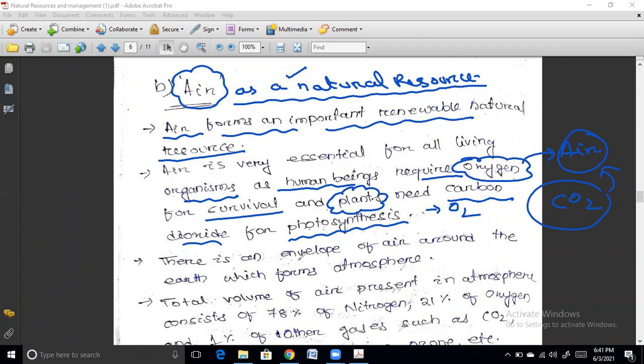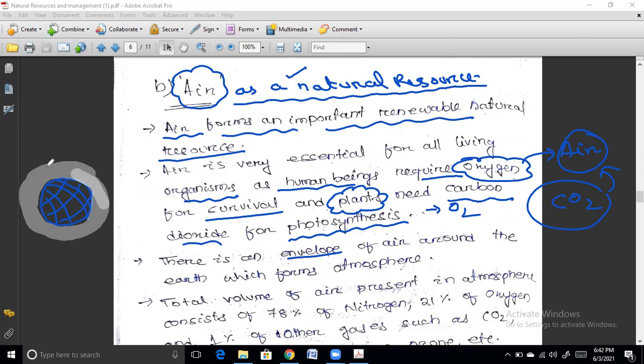And there is an envelope of air around the earth. Suppose this is the earth, then around the earth there is the presence of an envelope, the atmosphere. This is the envelope, and that envelope surrounds the earth.